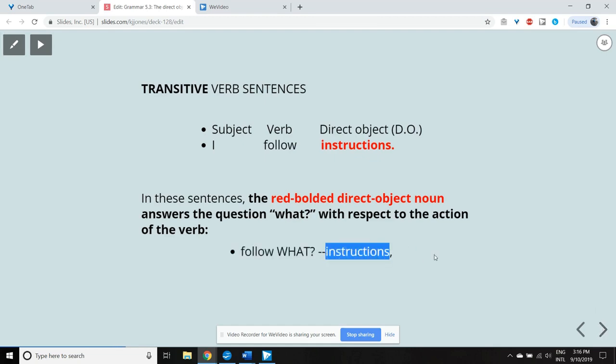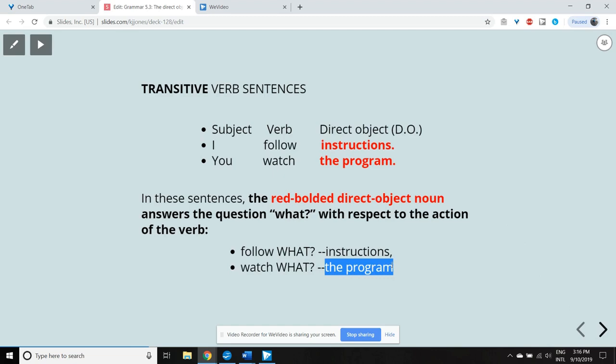Instructions, right? We also have this sample sentence, you watch the program, right? Where our direct object is program. And that answers the question, watch what? Yes, the program. That's what direct objects do. They answer the question, what, with respect to the action of the verb. And that's what we're seeing on this slide.